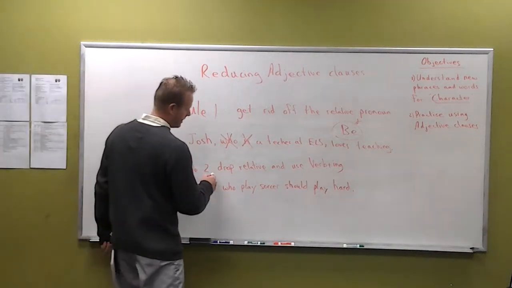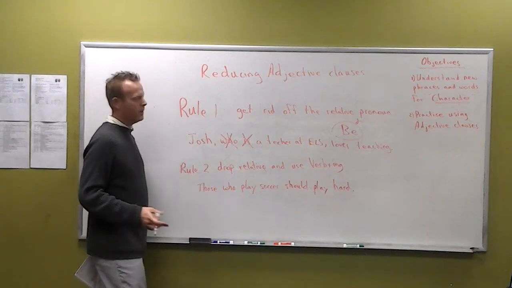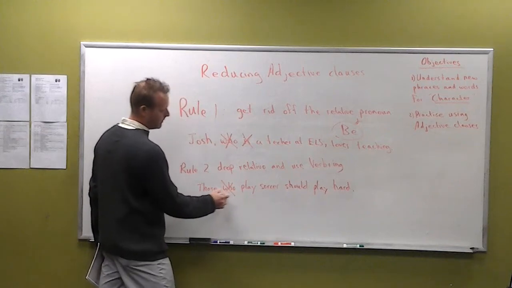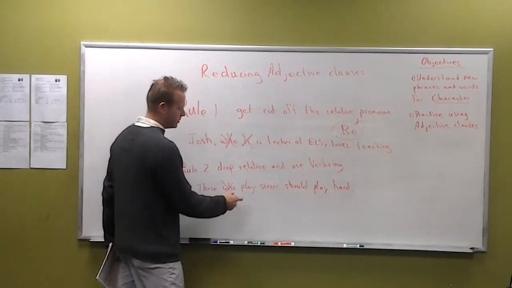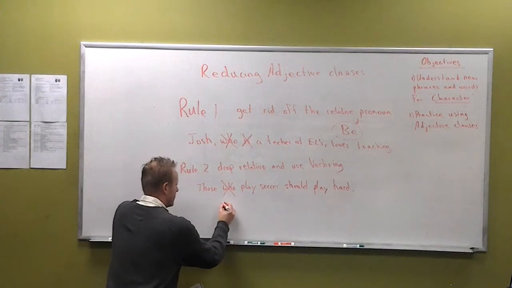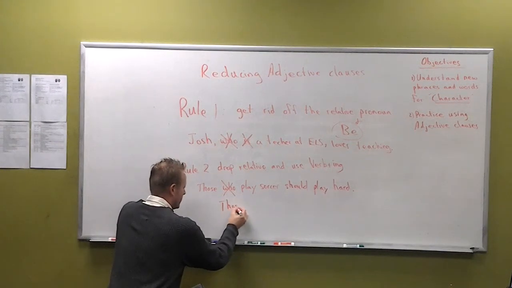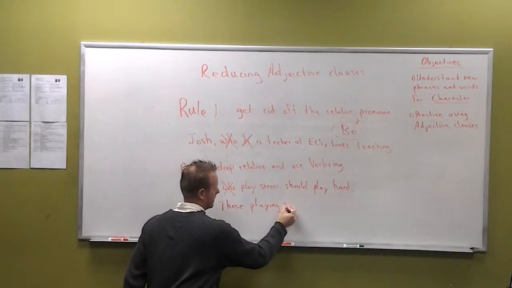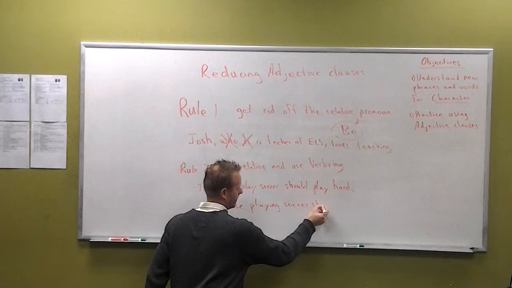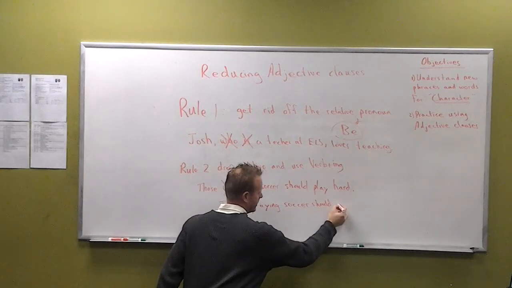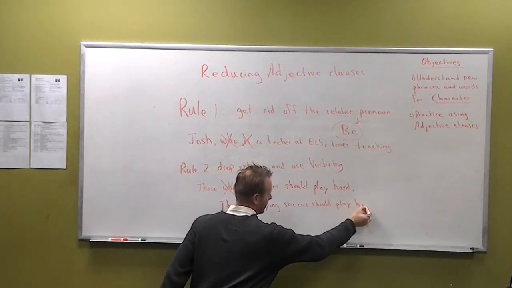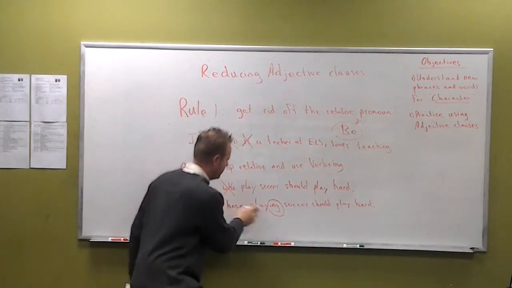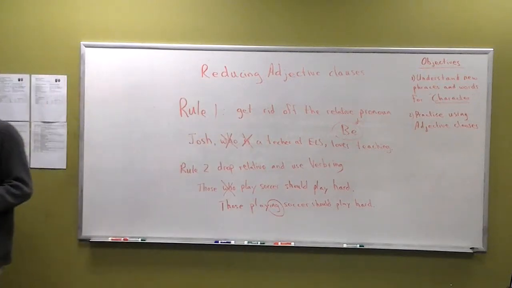So the question is, is there a be verb? No. So I've got to use rule number two. It says drop the relative, so I get rid of that, and then it says use the verb ing. Those playing soccer should play hard. Good. Those, I just add ing, those playing soccer should play hard. Good, so I just dropped the relative and added ing. Is everybody okay? Yeah. Alright, so that's rule number 2.